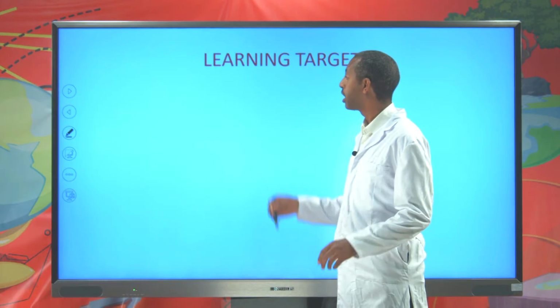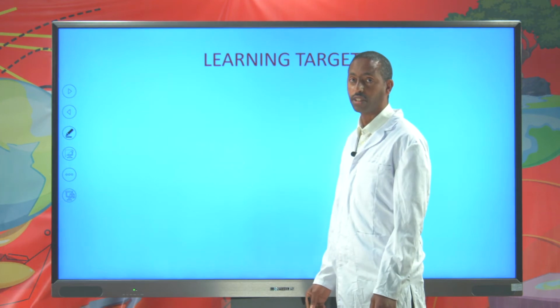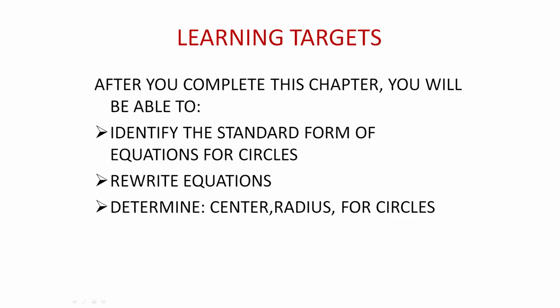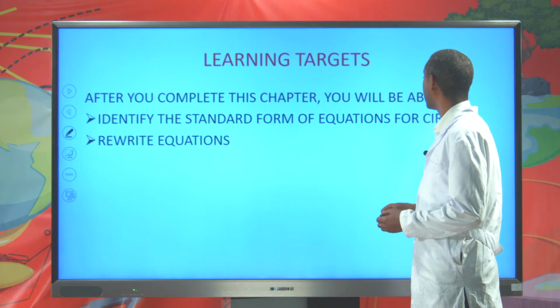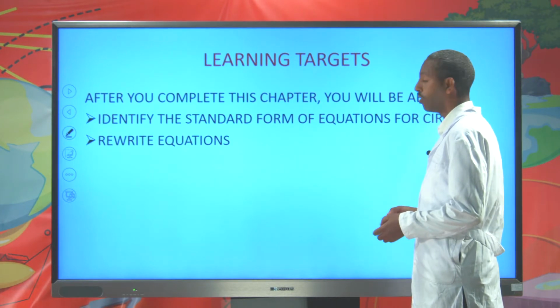We have some objectives to attain at the end of this lesson. So let me introduce you to what our learning objectives are. After completing this specific topic, you may be required to identify the standard form of equations of a circle. In geometry, as you know, there is a standard form of equation of a line. The same way, we may write standard equations of a circle.